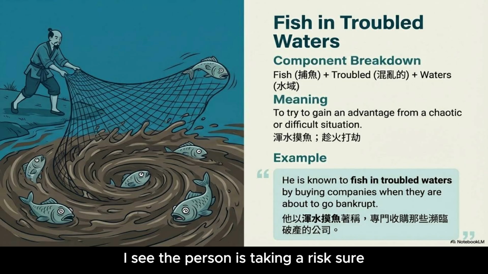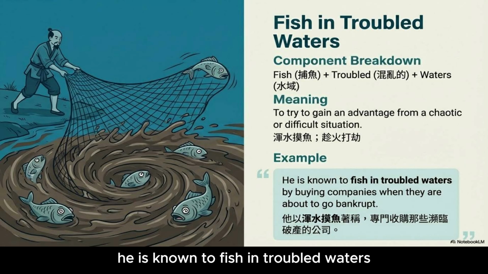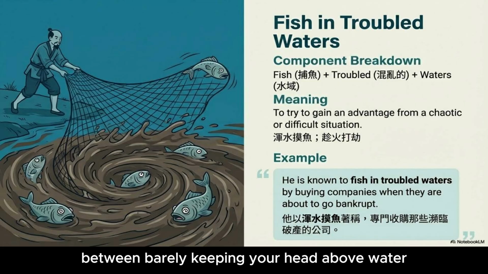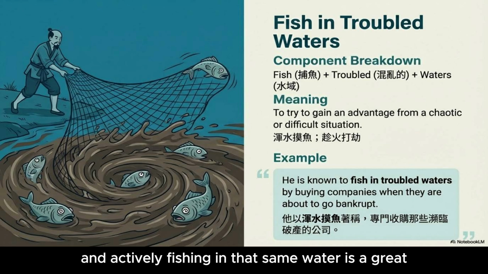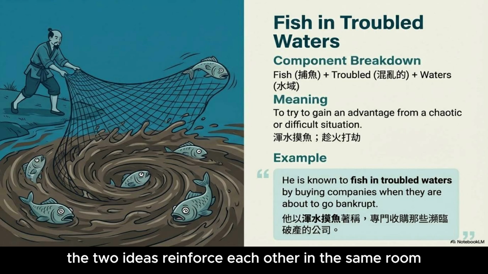I see. The person is taking a risk, sure, but their motivation is profit, usually at the expense of stability. It definitely describes a ruthless business strategy. Yeah. The example is, he is known to fish in troubled waters by buying companies when they are about to go bankrupt. That contrast between barely keeping your head above water and actively fishing in that same water is a great logical bridge between the two phrases. Absolutely. The two ideas reinforce each other in the same room.